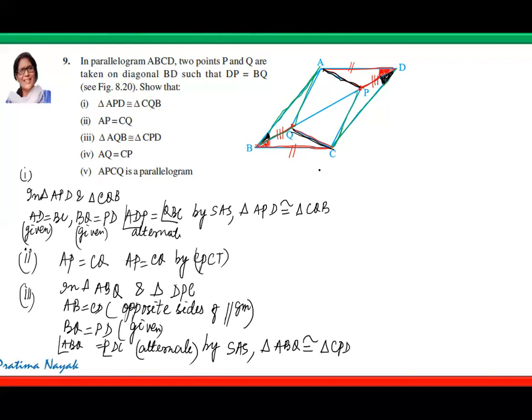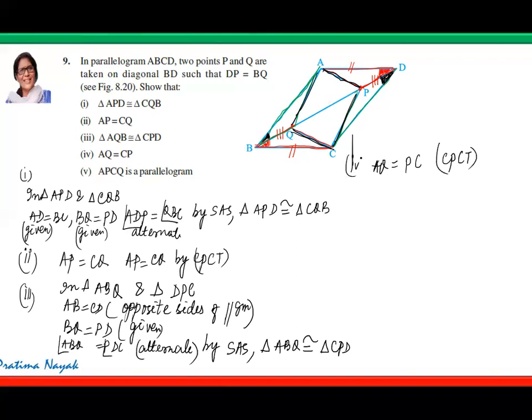So which side will be equal? Then AQ will be equal to PC. So AQ is equal to PC by CPCT, corresponding parts of congruent triangles. So third part is proved, fourth part is proved.